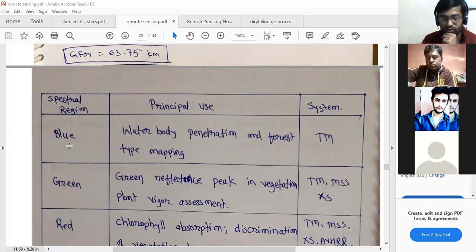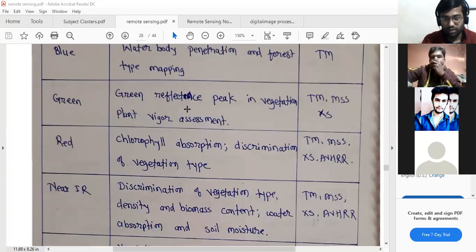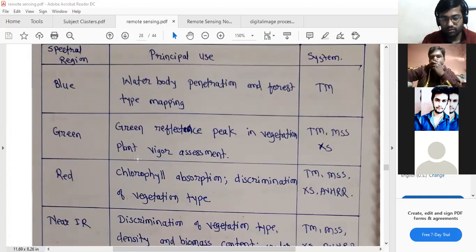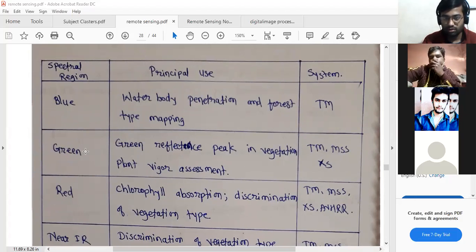You use thematic mappers. Thematic mapping is again one type of remote sensing, and it is very widely used. We use this blue spectral region in thematic mapping for water body penetration. Green: the green reflectance peak in vegetation. If you are monitoring forest areas or crop fields, then you will use the green band. Again used in multispectral scanning, MSS, and thematic mapping, TM.